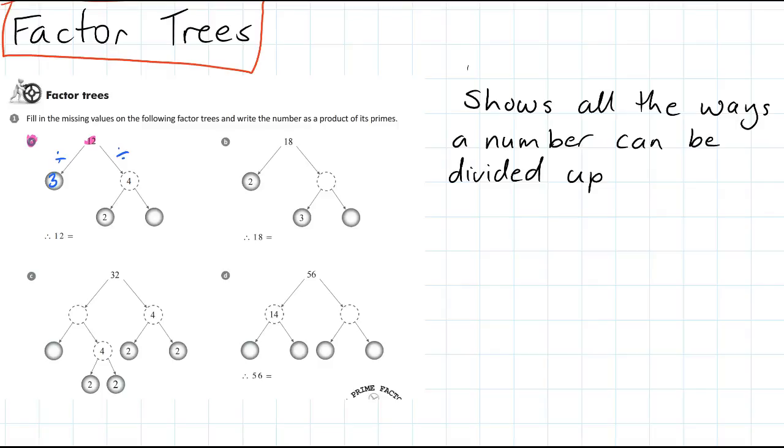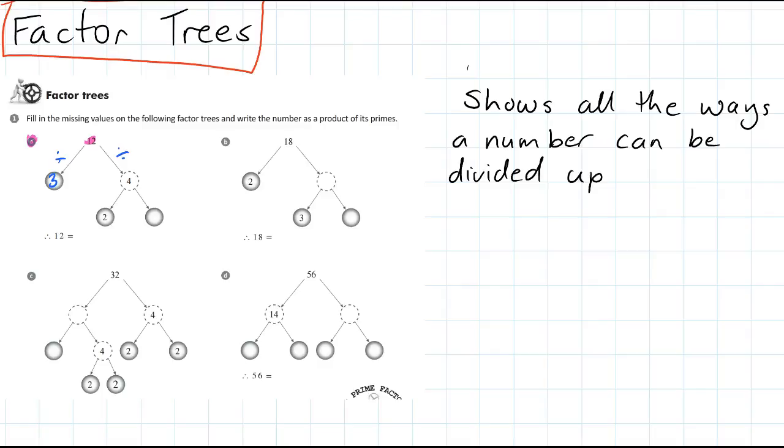Okay, so that's the first step of our factor tree. Each number in the factor tree can only have 2 numbers coming from it, and those 2 numbers, so 3 and 4, should times together to make 12. Okay? They've also done 4 for us.